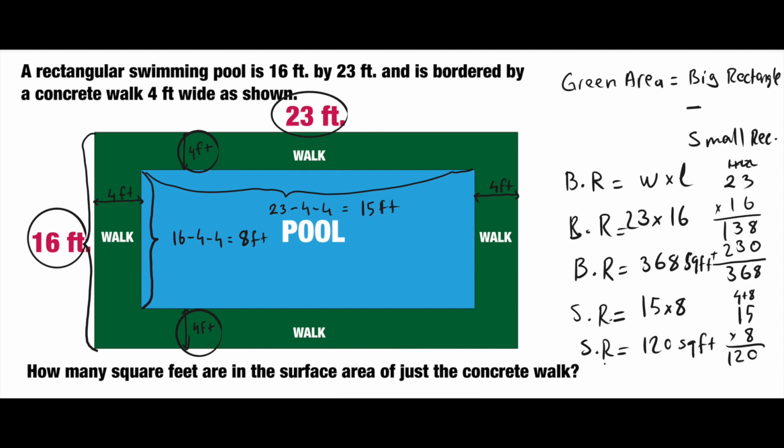So down the road, the green area is 368 minus 120, so that will be equal to 248 square feet. So this green area here we found is 248 square feet. So this is our solution.